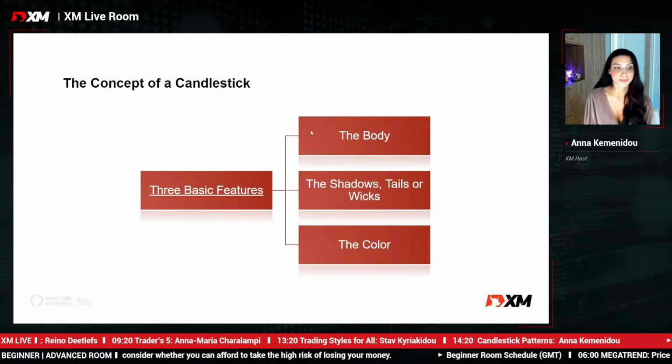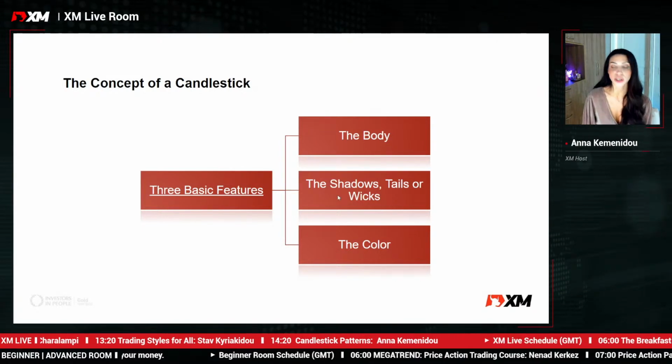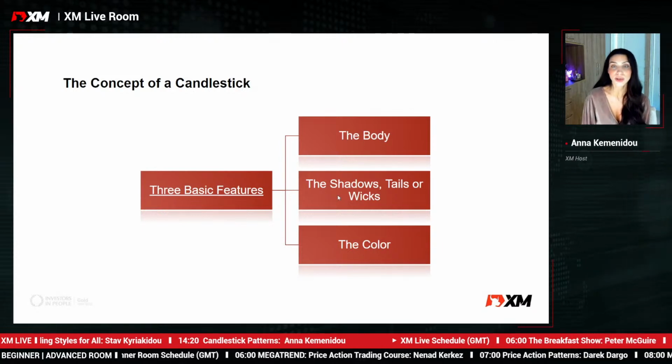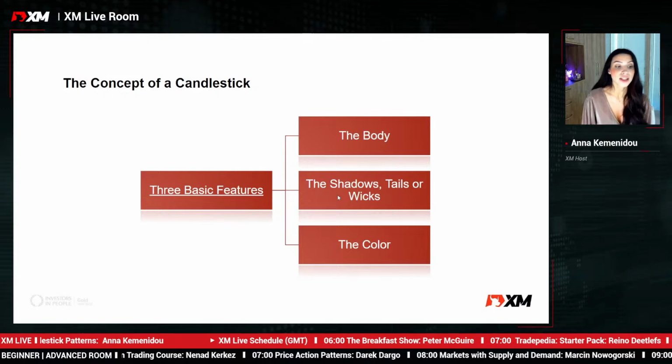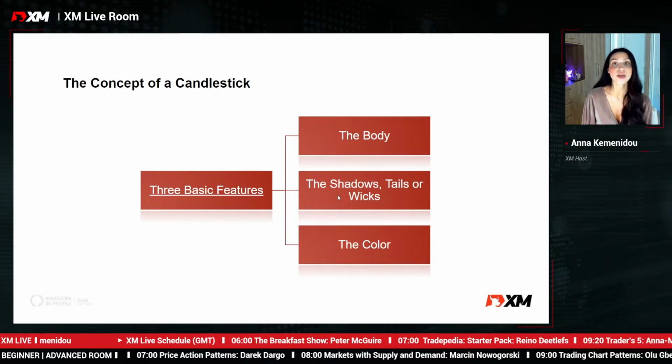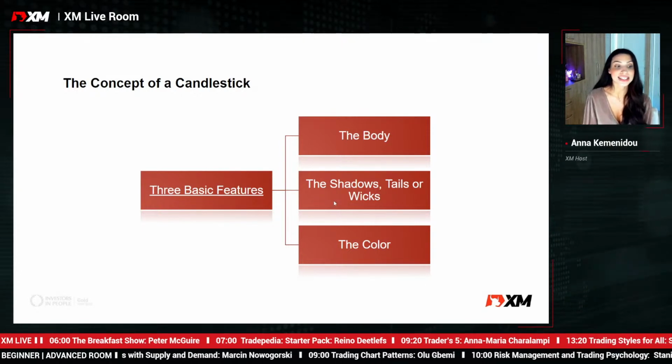The second feature is those vertical lines that extend from both sides of the candle body, known as shadows, tails, or, as some traders call them, wicks. They represent the high and the low that the price has reached throughout the day or whatever the particular time frame you're trading on. The third feature is the color.